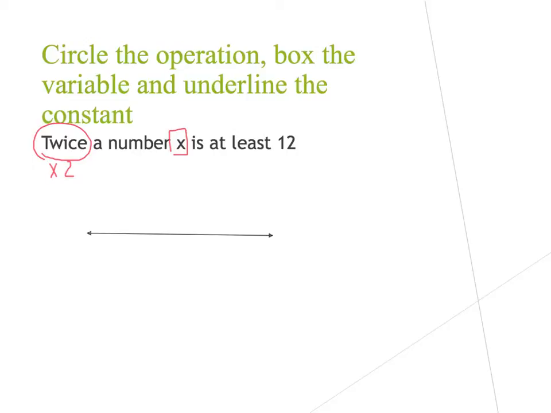So I'm going to put my little sign here, and it's at least. Could it equal 12? Yes. So I'm going to put the line underneath, and then I'm going to underline the 12 for the constant. So when I go back to write this, twice a number x, so that means I'm multiplying 2 times x, because it's some number, we don't know what it is, at least, so greater than or equal to 12.